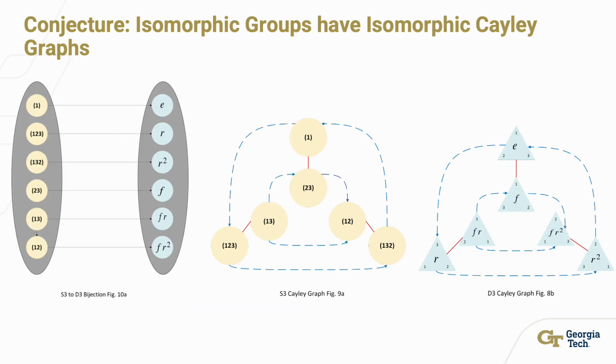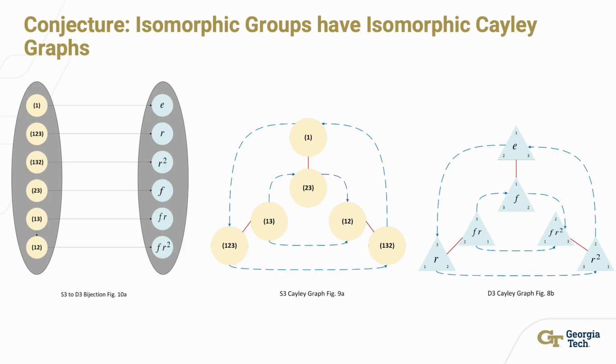Here we can see two groups, S3 and D3, which respectively are the permutations of three elements and the symmetries of a triangle. We can see that these two groups are isomorphic and they have the bijection as shown by the map on the left. And we can look at their Cayley graphs, given a choice of generators, on the right.